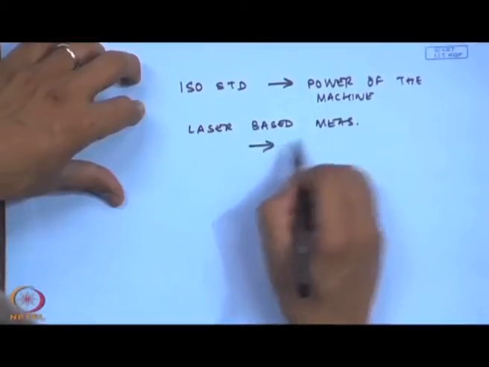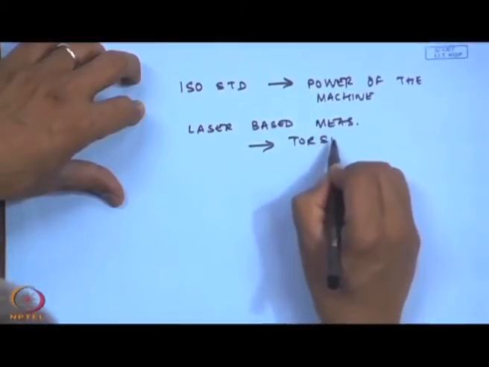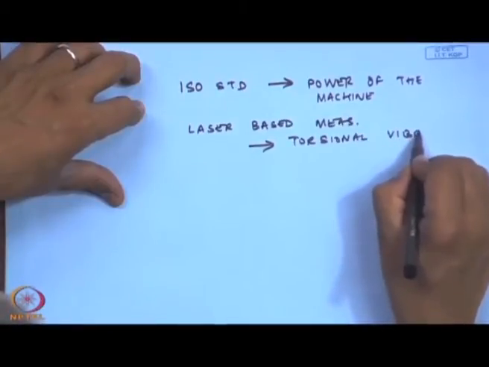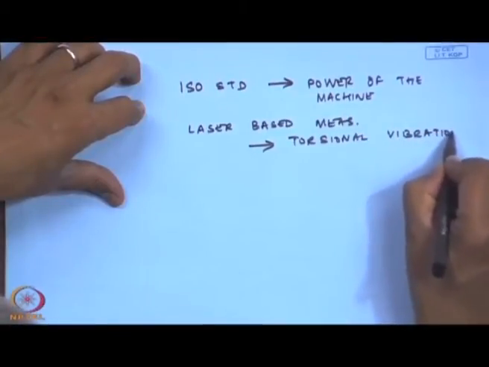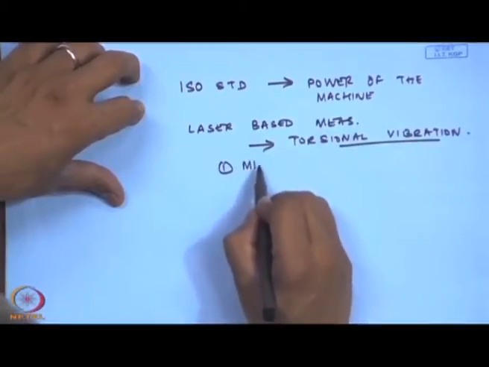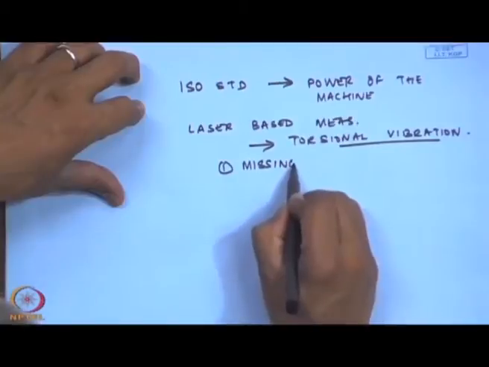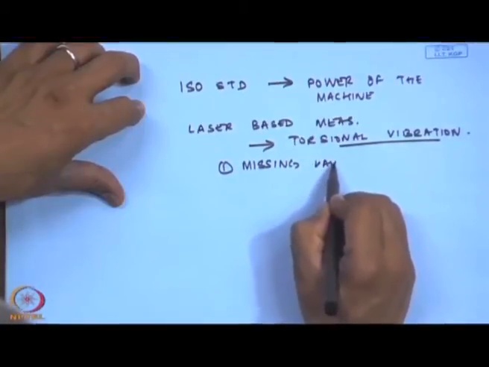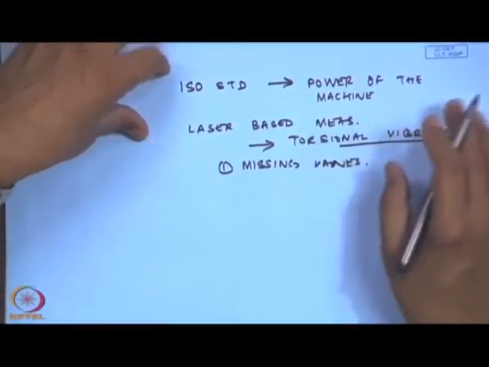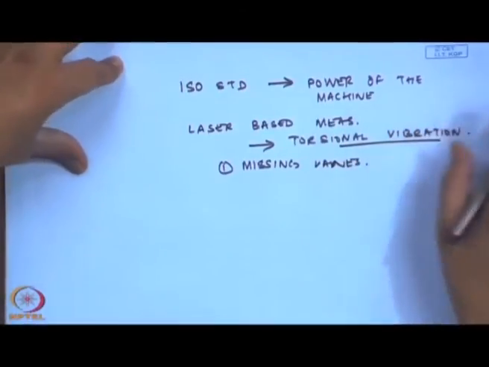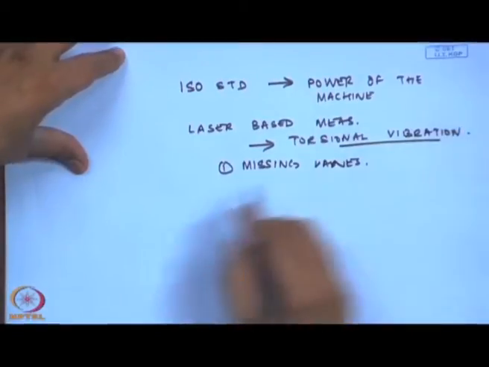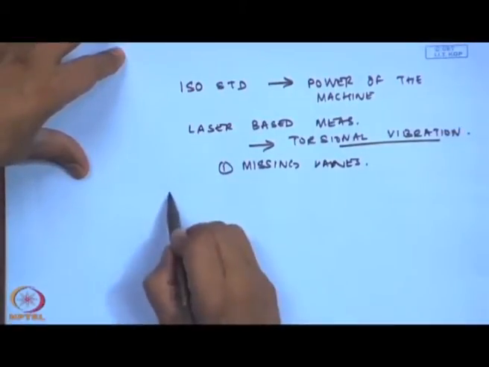For measuring the torsional vibration, I can find out missing vanes, because we just mentioned the compressor, and when we talk about the gas turbines, I will talk about multi-stage compressors.